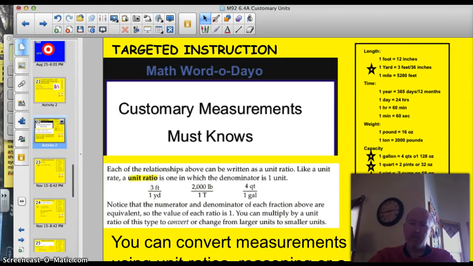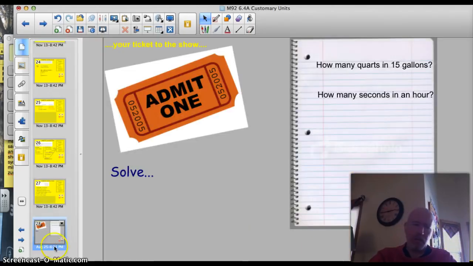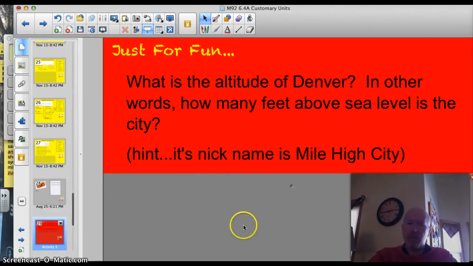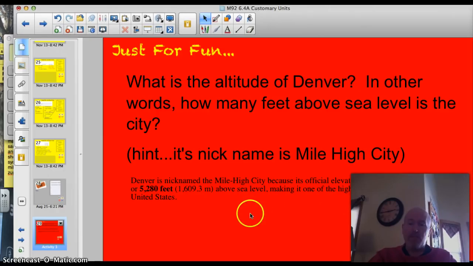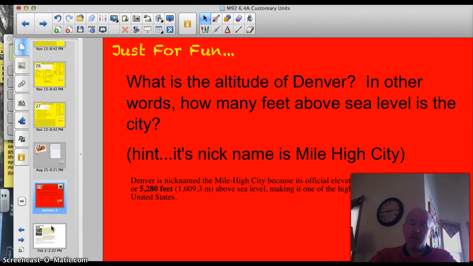All right, let's get to the ticket of the show. Oops, ticket and trivia question. Do you remember how many feet are in a mile? Mile High City, Denver, it's 5,280 feet above sea level, making it one of the highest major cities in the United States. Today is Super Bowl Sunday as I'm making this.